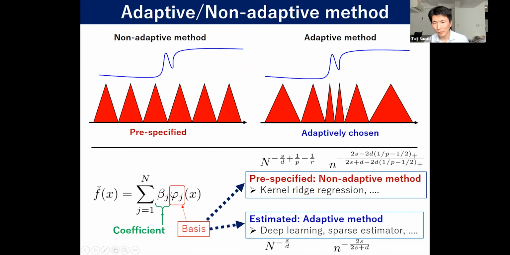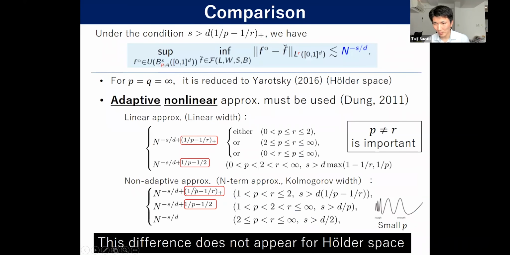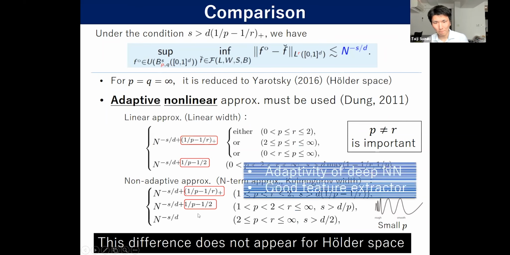But if you use a neural network, it can change the resolution of the basis functions through the internal layers. So it can change the resolution depending on the input X. This is called the adaptive approximation method. As long as you're using a non-adaptive approximation method, the approximation error can be bounded like this. You again see a difference like this, 1 over P minus 1 over 2. So if P is small, this term is large, and the difference between the adaptive rate and non-adaptive rate becomes very large. This is because of adaptivity.